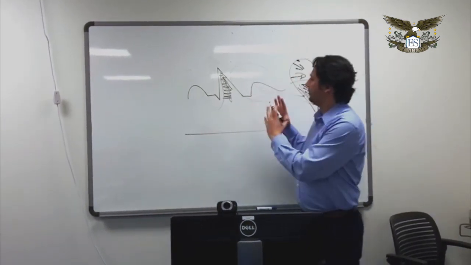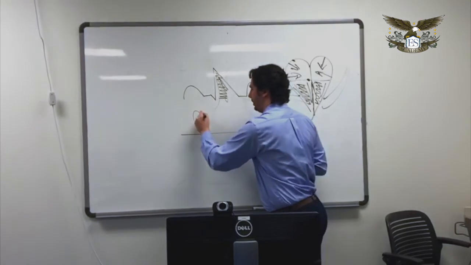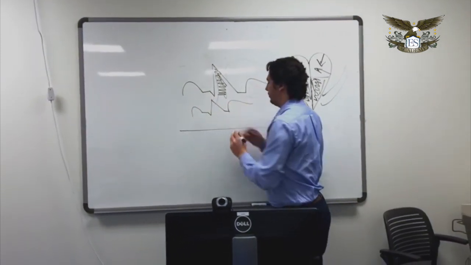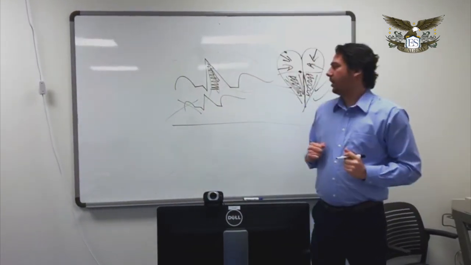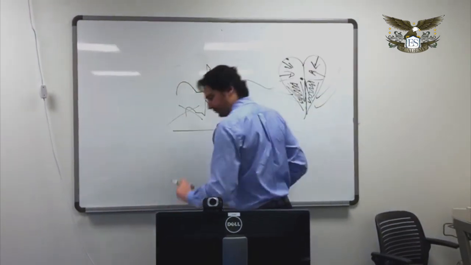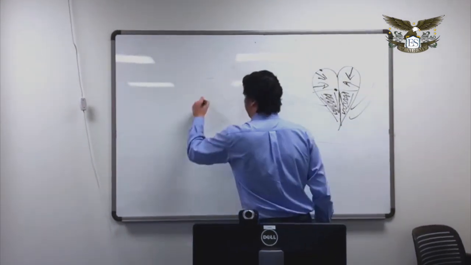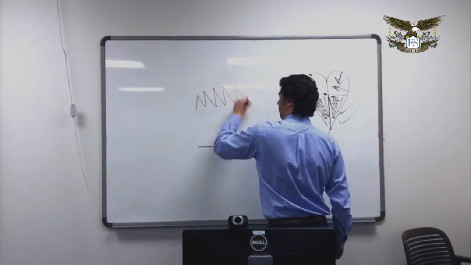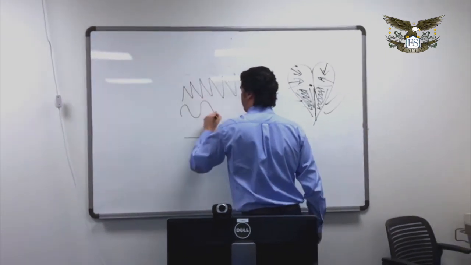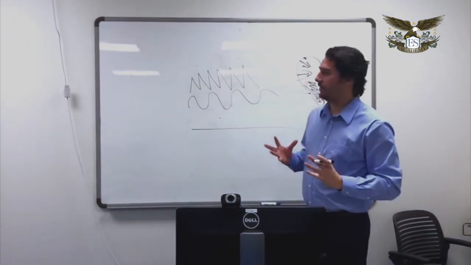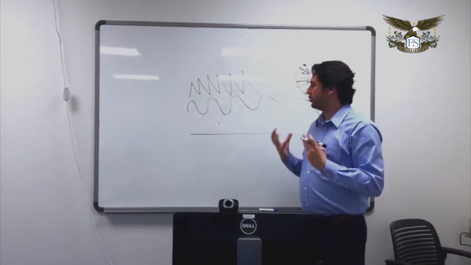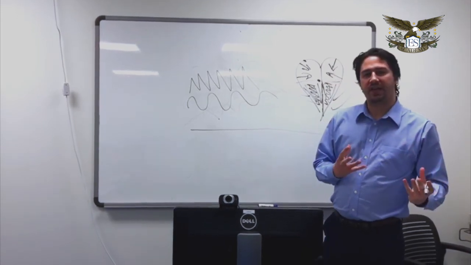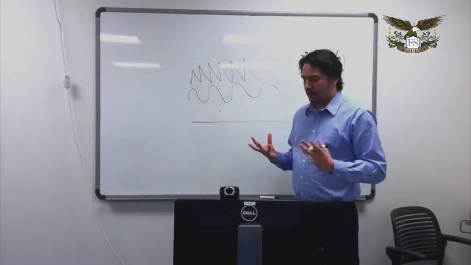If you notice, this is normal. You have your P, your Q, your R, your S, your T. Normal. If we get rid of the atrial contraction, we have something that looks like this, or something that may look like this. So what is going on there? The ventricles are the only ones contracting. That would be a ventricular dysrhythmia, either ventricular tachycardia or ventricular fibrillation.